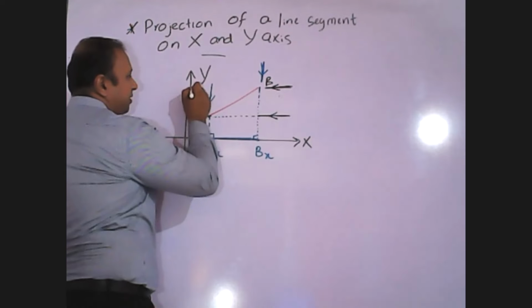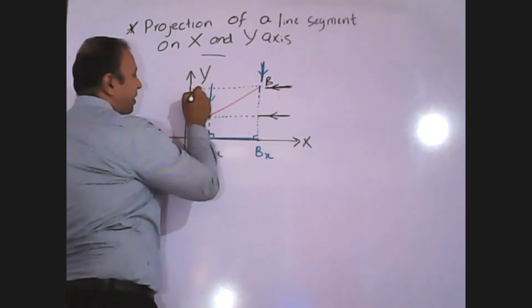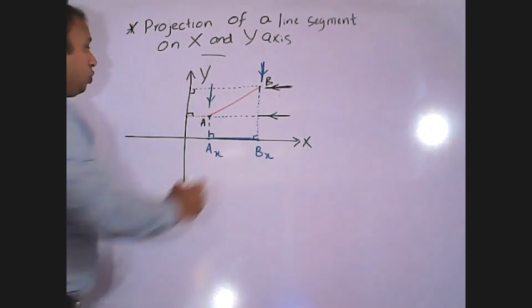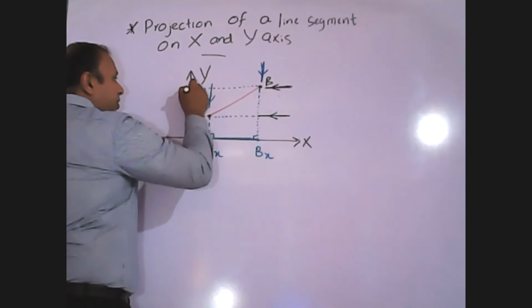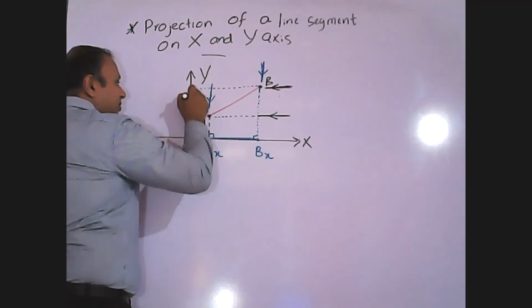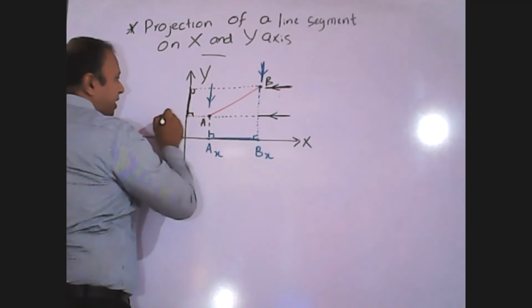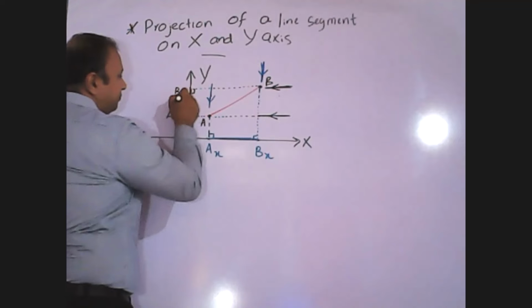I can extend this one. If I extend this one, I will have the two perpendicular lines from A and B to the y-axis. So this is the projection of A and B on the y-axis.